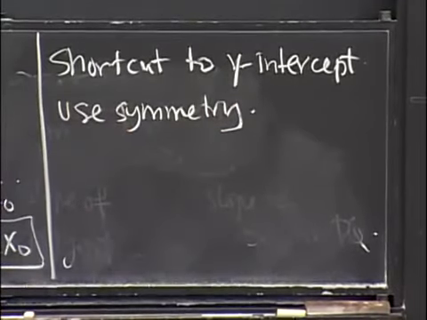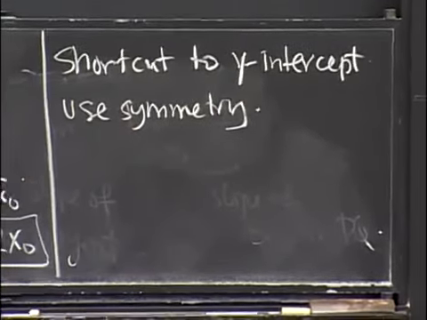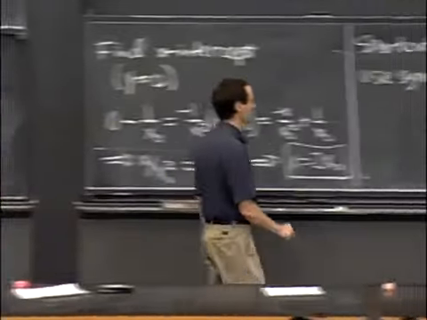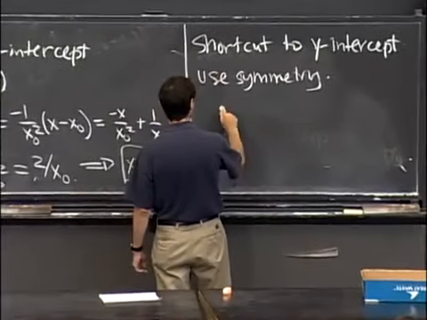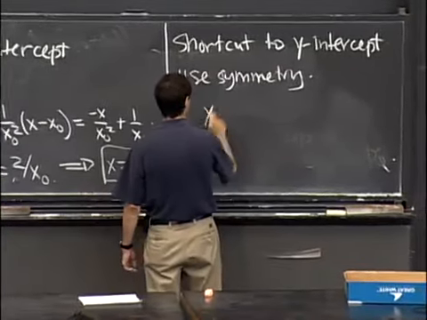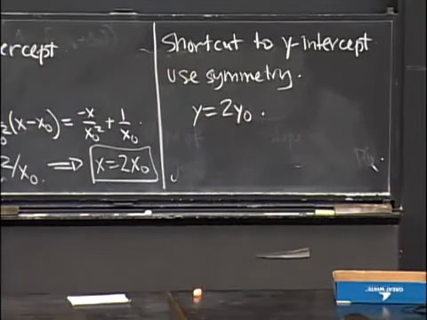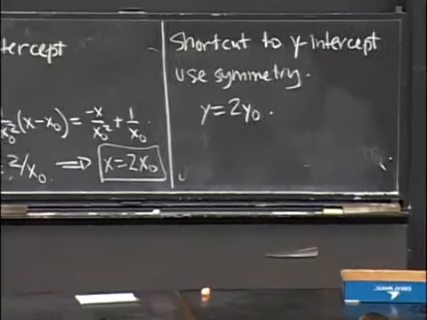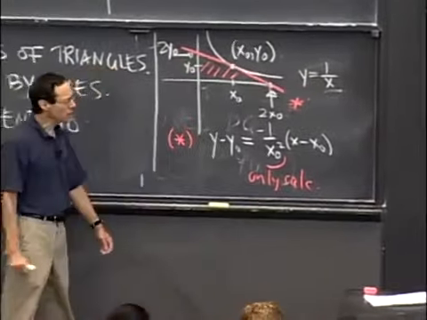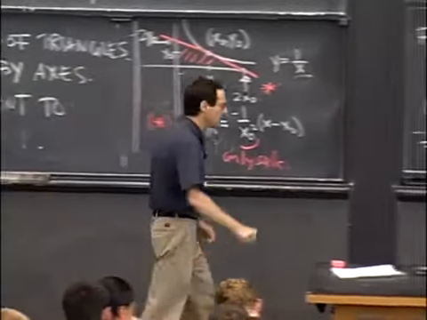All right, I claim I can stare at this, and I can look at that, and I know the formula for the y-intercept. It's equal to 2y0. All right, that's what that one is. So this one is 2y0. And the reason I know this is the following.